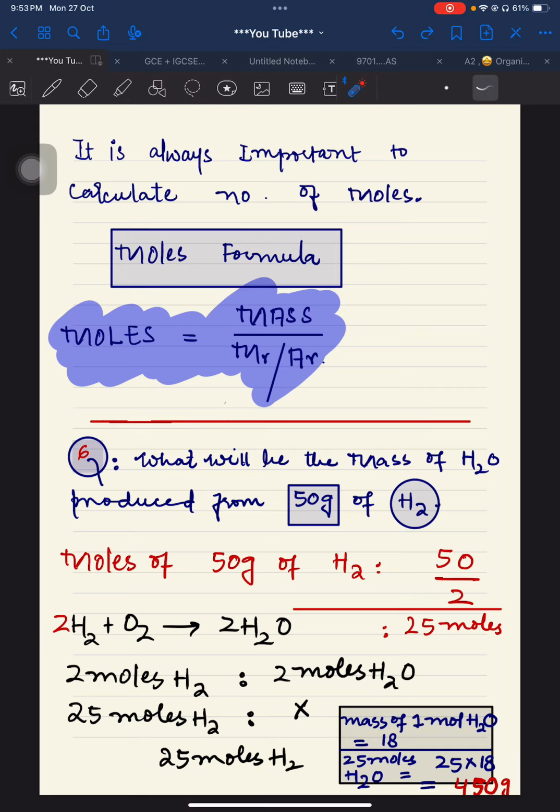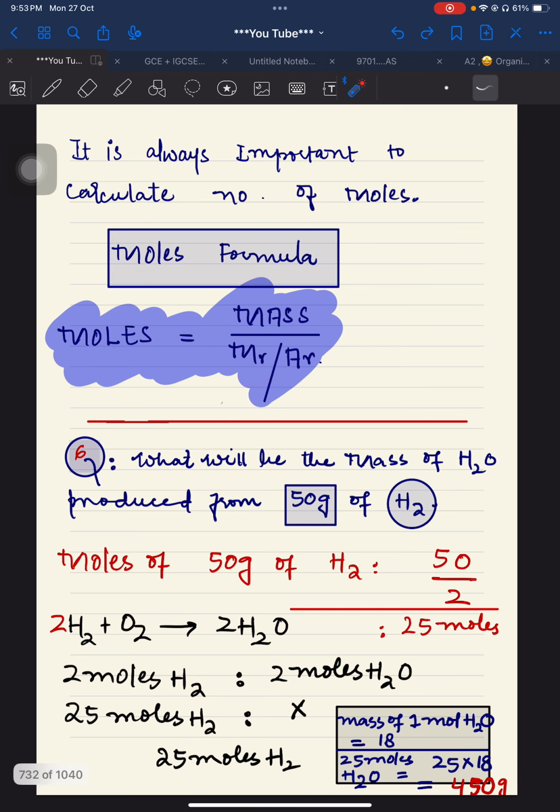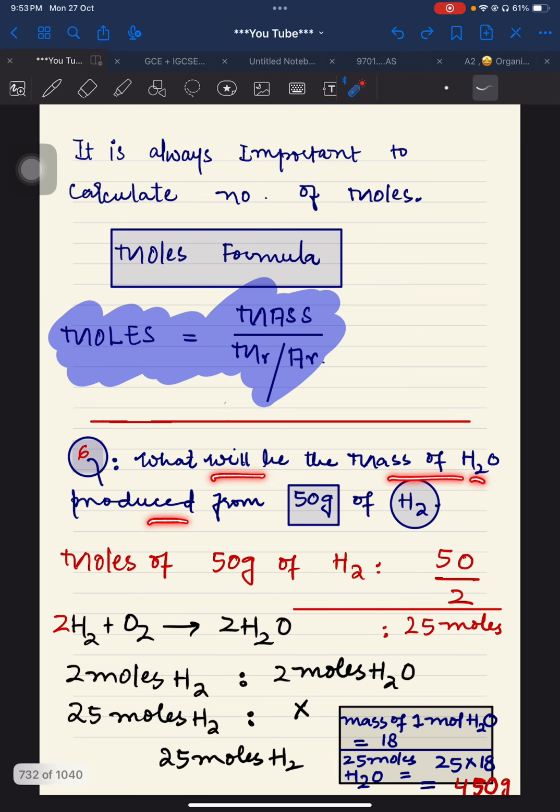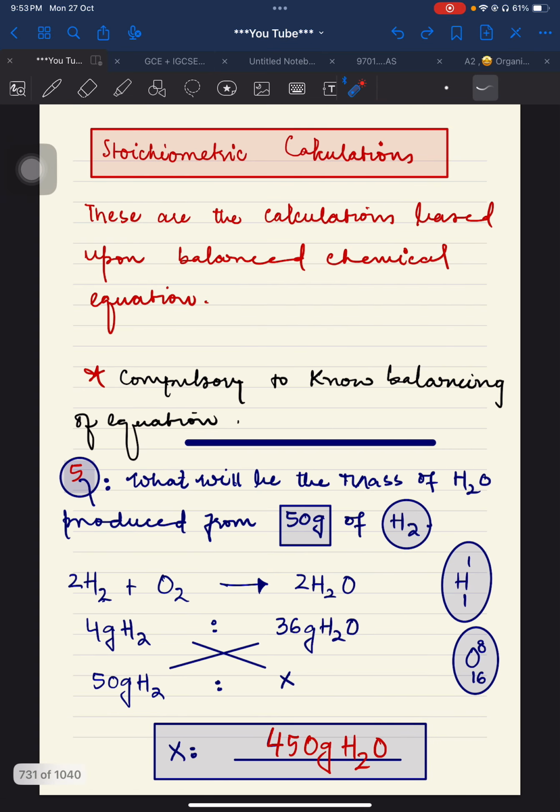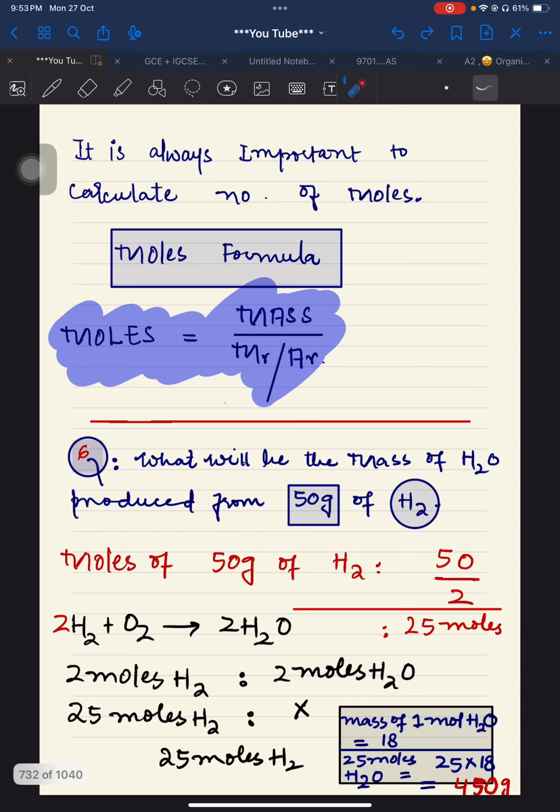Obviously for an atom you are going to consider the Ar, whereas for more than one atom you are going to consider the Mr. So what will be the mass of water produced from 50 grams of hydrogen? Right now I am doing this question again, with calculations of moles. First of all, moles of 50 grams of hydrogen: 50 divided by 2 is equal to 25 moles. Why have we taken 2? Because hydrogen is H2 here.